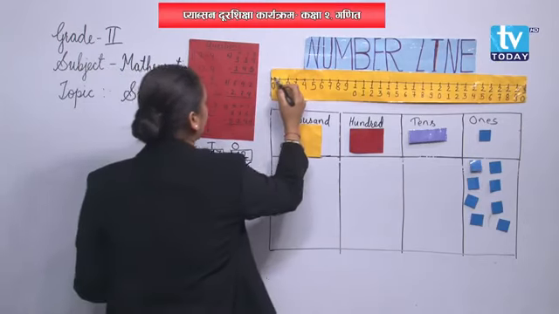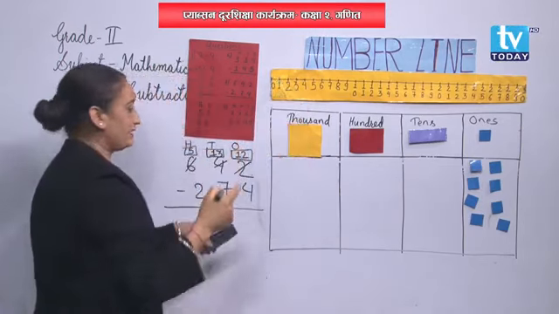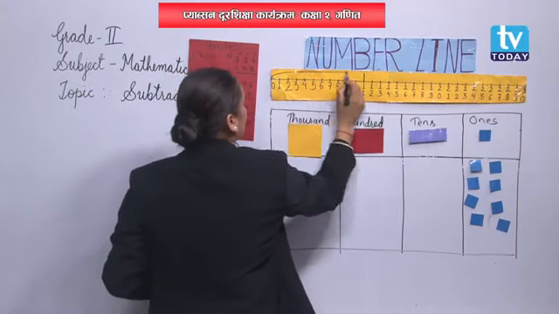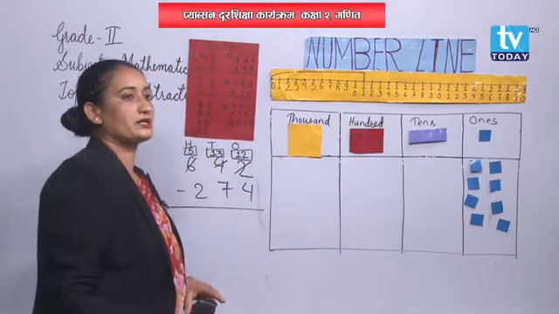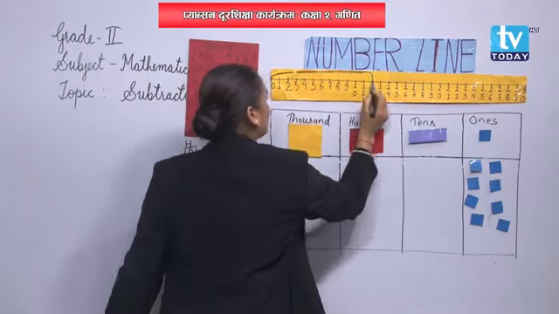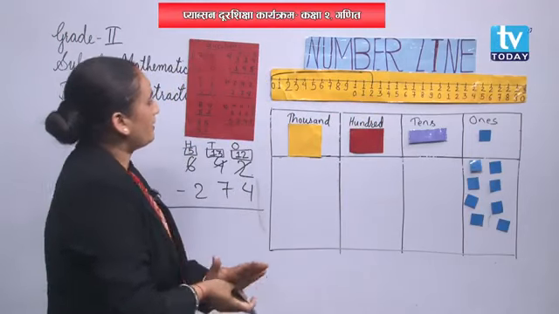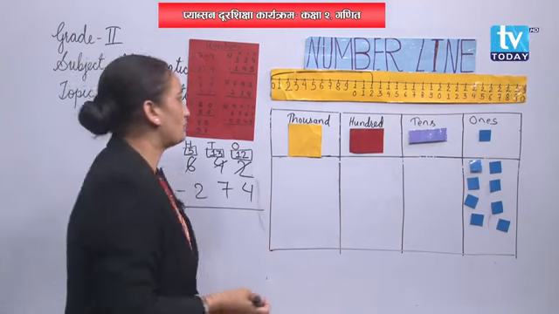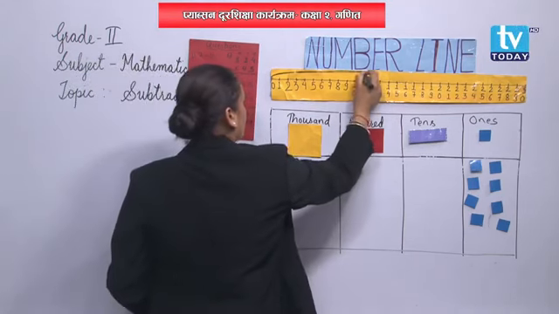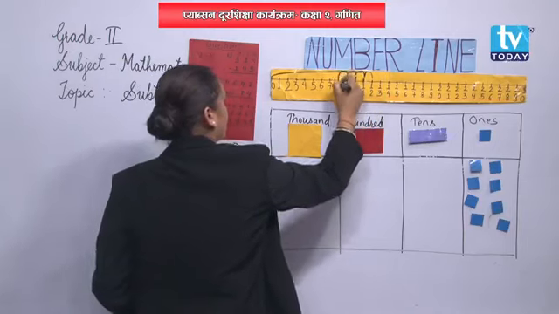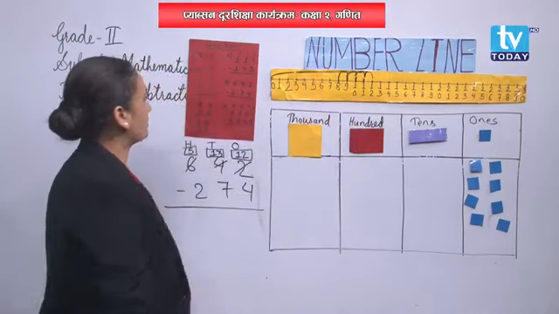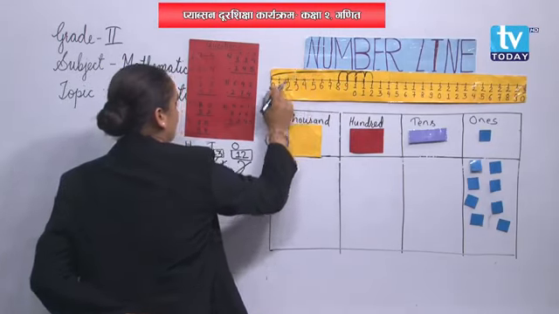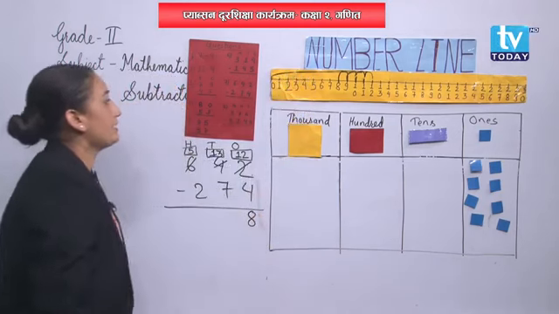Number line, where are you? Here I am, see? I need to go to 12. Let's mark a line. 12 minus 4. Let's go to 12. Here I am, see? Now from 12, let's subtract 4. 1, 2, 3, 4. Right? Now count the number. 1, 2, 3, 4, 5, 6, 7, 8. Write down here 8.